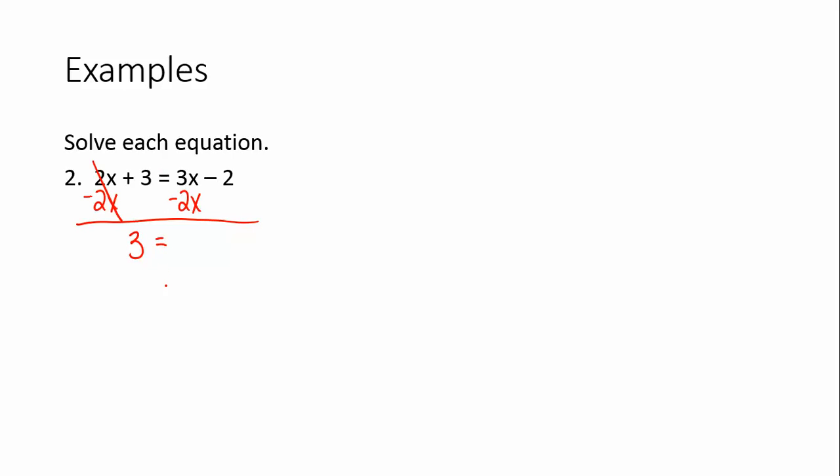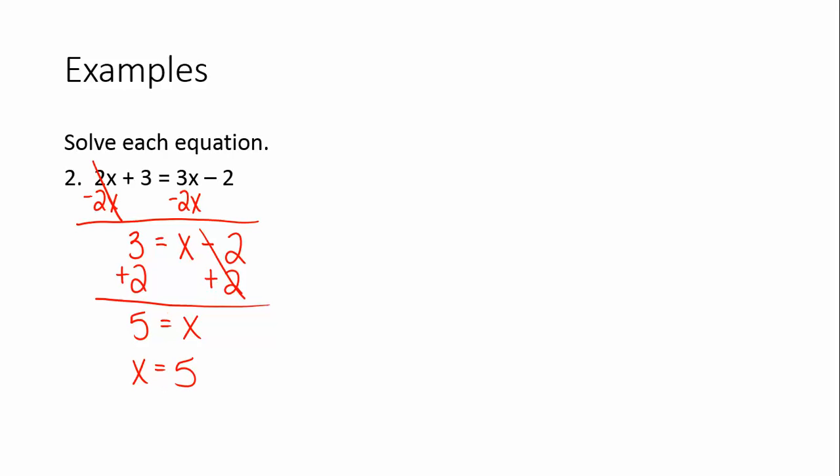I bring down my equal sign. 3x minus 2x, so I just do 3 minus 2, which is 1, or just x, and I bring down the minus 2 in the back. Now we're solving for x, so we're going to add the 2 to the other side. Remember, we always do the opposite of what we see. So 3 plus 2 is 5, and I get 5 equals x, or x equals 5.